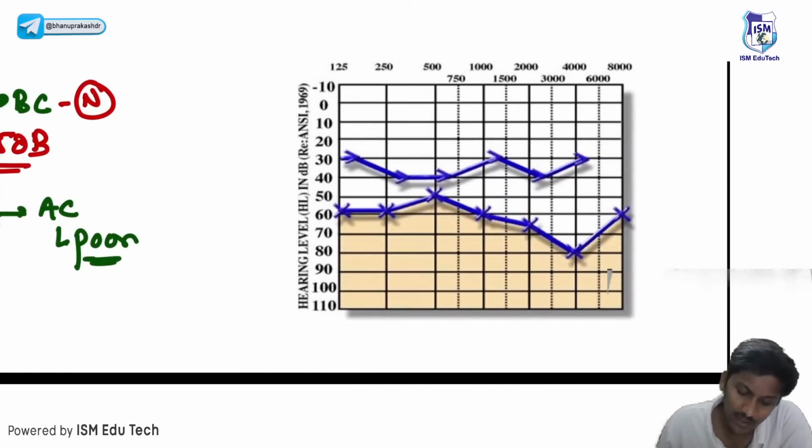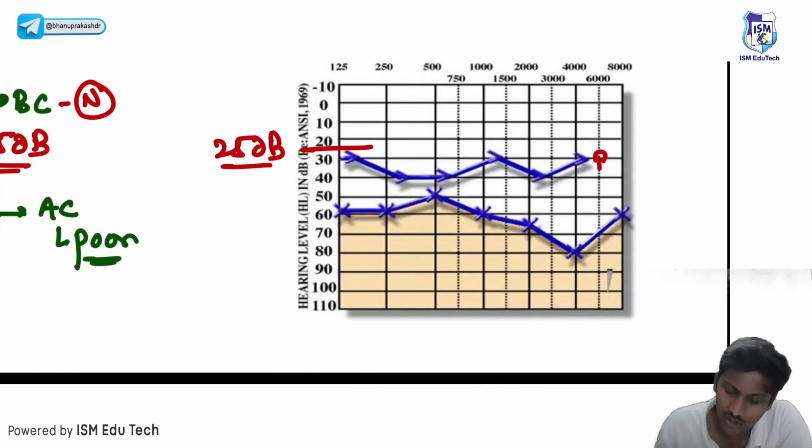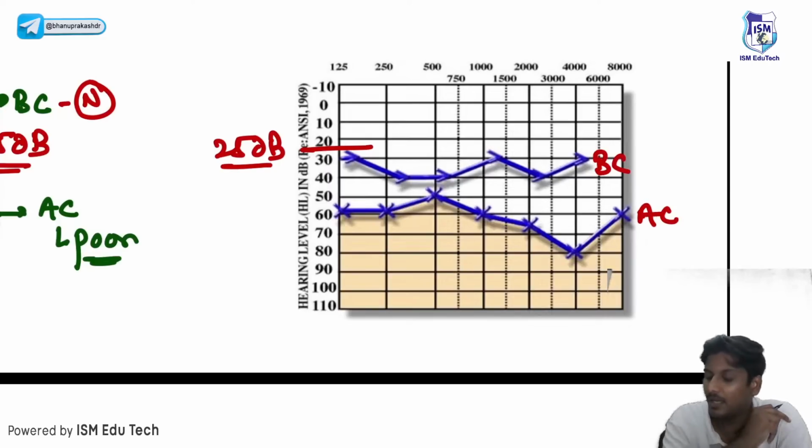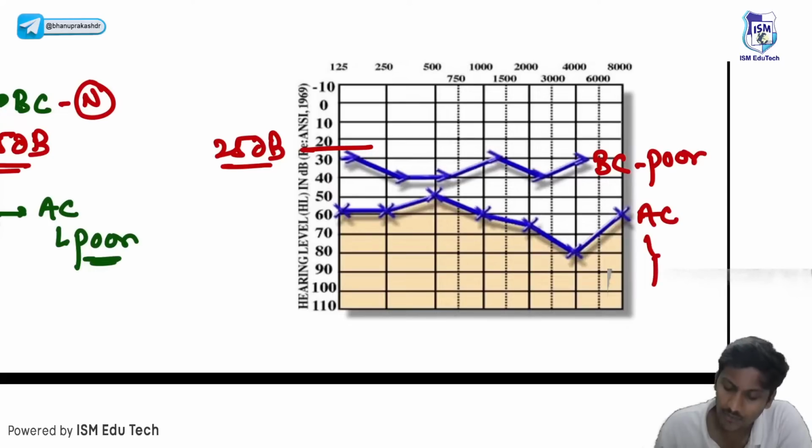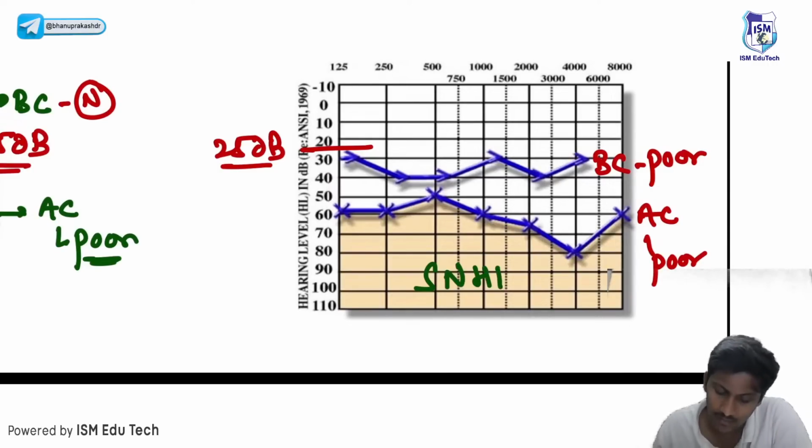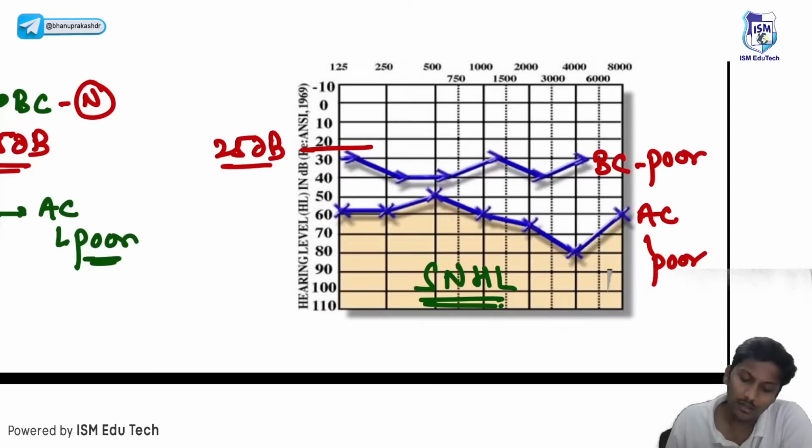Next is the last one. Here you can see that both the lines, whether it is bone conduction or air conduction, are more than 25 decibels. That means here the bone conduction is also poor as well as the air conduction is also poor. So if both of them are poor, that means there is some problem in the factory itself. What is the factory? The inner ear or your eighth nerve. So the patient is suffering from sensory neural hearing loss, or SNHL.